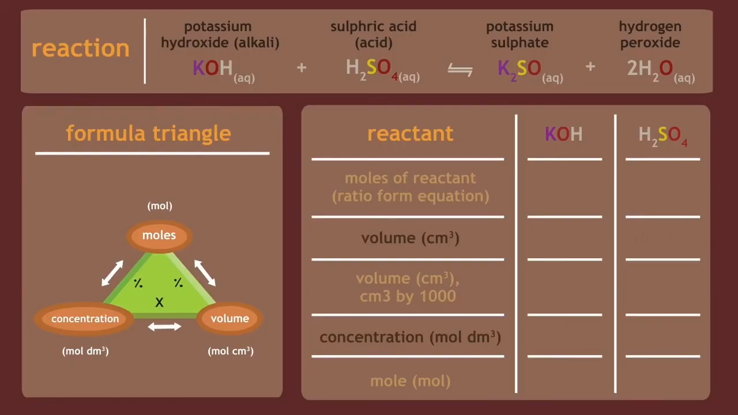Here's a challenge. 10 cubic centimetres of a sulfuric acid solution was titrated with 0.05 molar potassium hydroxide. If the acid required 20 cubic centimetres of potassium hydroxide for neutralization, what was the concentration of the acid? Follow the steps as before for this calculation. The blank table is displayed, the formula triangle is displayed, and so is the equation. Pause the video and continue when completed.